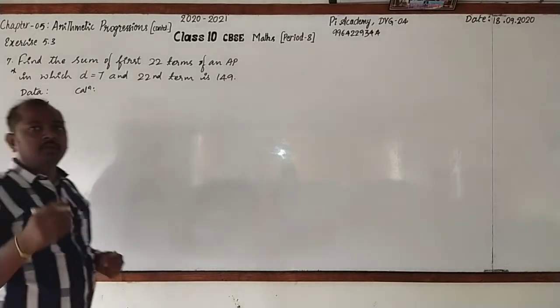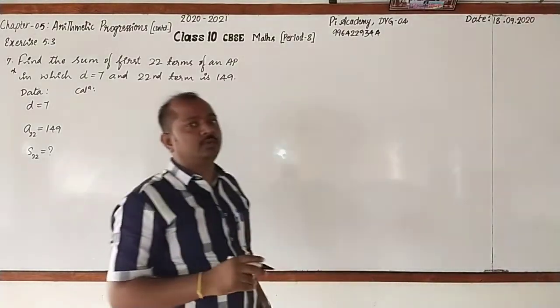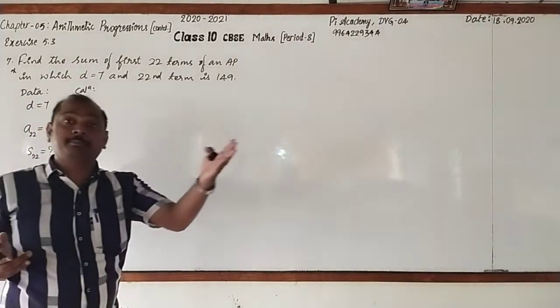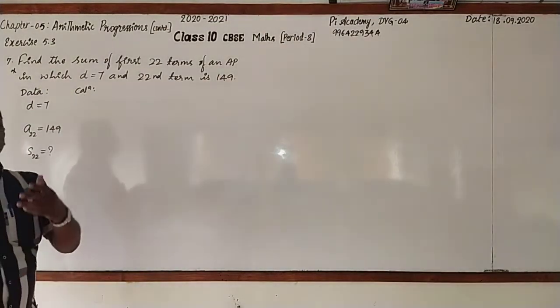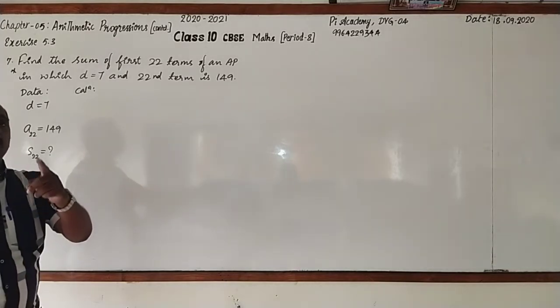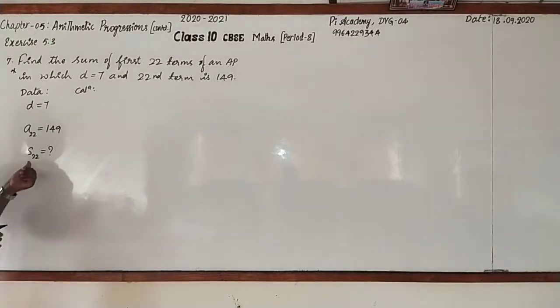Okay. Dear students, how do you go for finding S22? There are two formulas. One is Sn equal to n by 2 into 2a plus of n minus 1 into d, and another one is Sn equal to n by 2 into a plus an. So we can go for the second one. But we need the number of terms. See that here only the number of terms, it is 22.